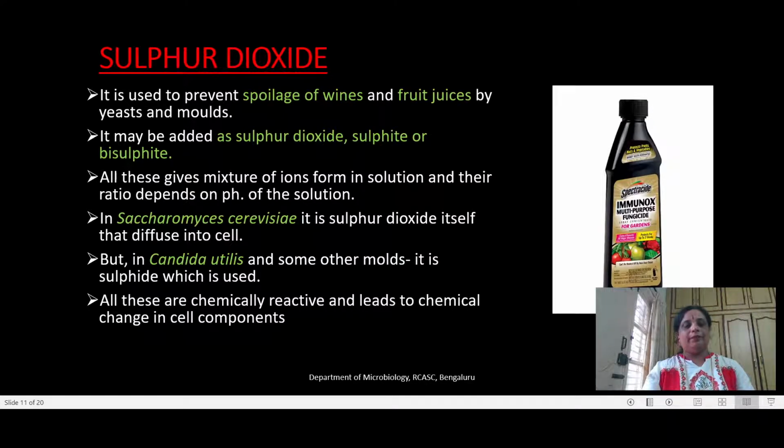In all these, the main mode of action is the pH alteration. So at that particular pH, the microorganisms, say for example Saccharomyces cerevisiae or Candida, because of the alteration of the pH, undergo a chemical change in the cell components, which leads to the death of the organism.